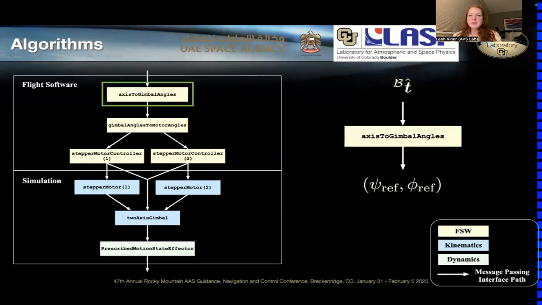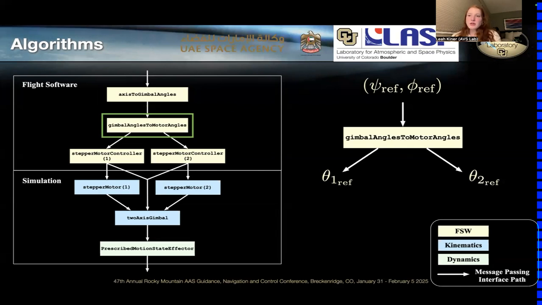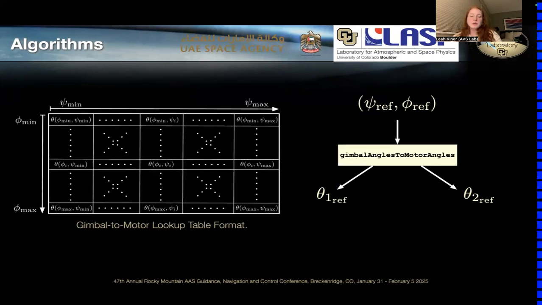The first algorithm is an axis to gimbal angles algorithm that simply takes the commanded thrust direction in body frame components and maps it to the reference gimbal angles to achieve that attitude. After that, we feed those reference angles into the second module, gimbal angles to motor angles, and we use interpolation to obtain the required motor angles. The way that we interpolate is we use these gimbal to motor tables, one for each motor, where the gimbal angles are implicitly along the rows and columns of these tables, and they are discretely spaced by a fixed angular amount.